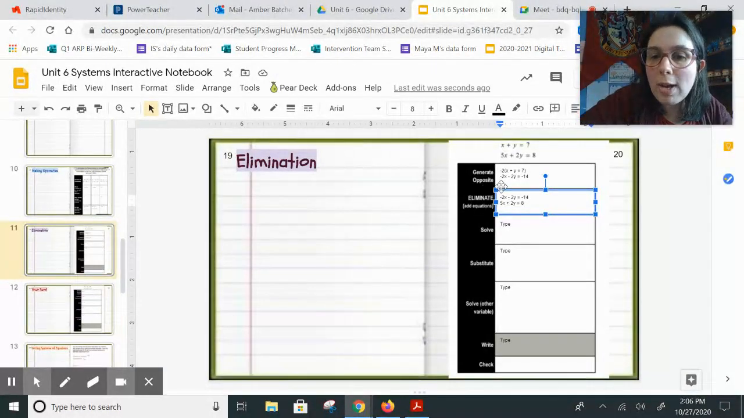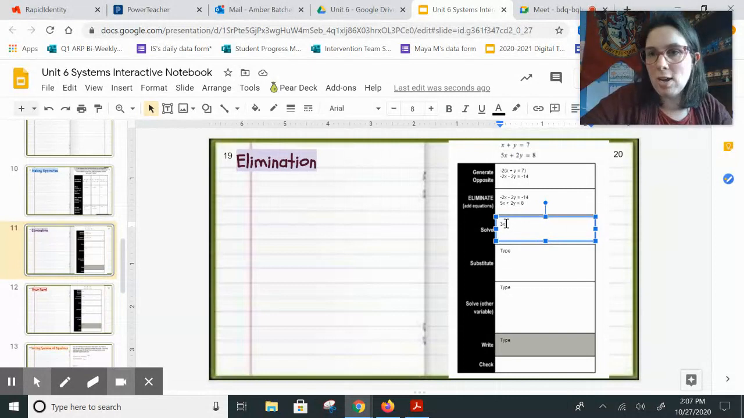So negative 2x plus 5x gives us what? Negative 2 plus 5 is 3x. And then negative 2y plus 2y is 0y. And you don't write 0y, don't write y, you just get rid of it and don't even worry about it. So I'm going to skip it and go to the equal sign. So equals, and then now negative 14 plus 8 is negative 6.